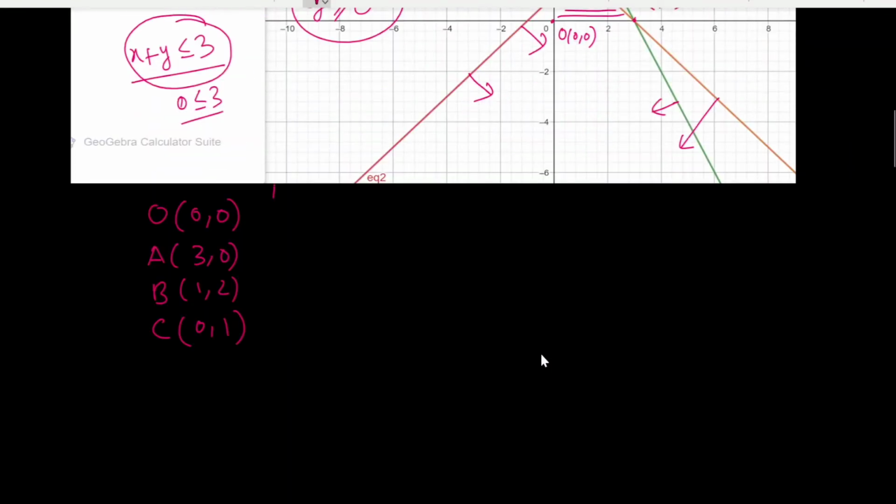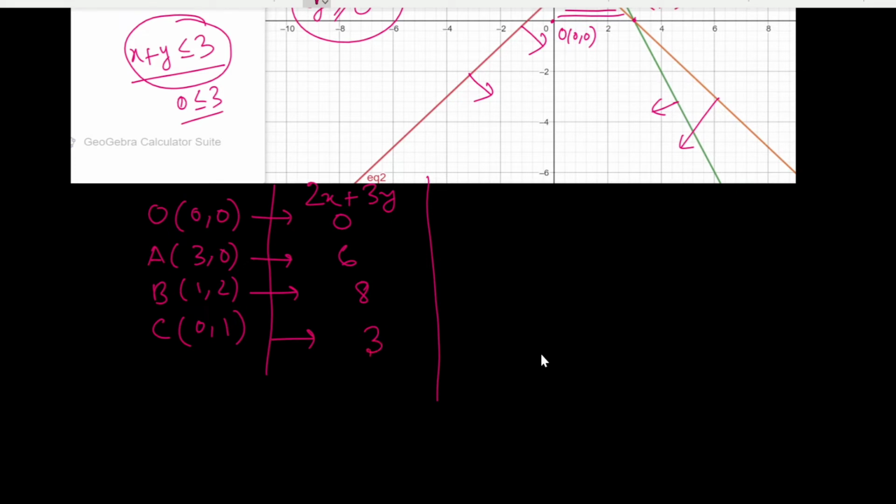Now we find the value of 2x plus 3y at these 4 points. Now 2x plus 3y gives 0, 6, 8, and 3. So here the maximum value of the objective function is 8, which occurs at the point B(1, 2).